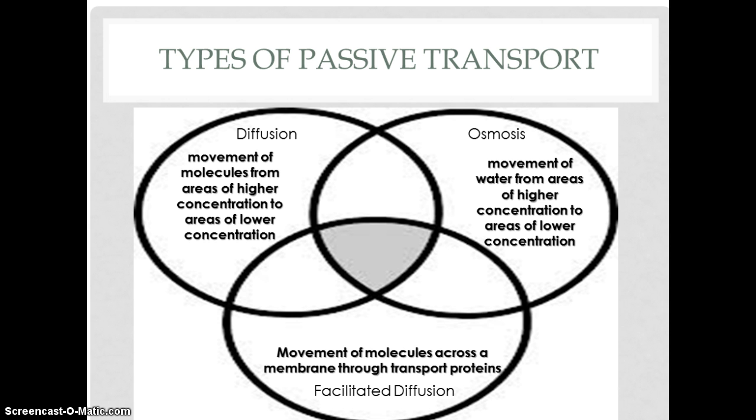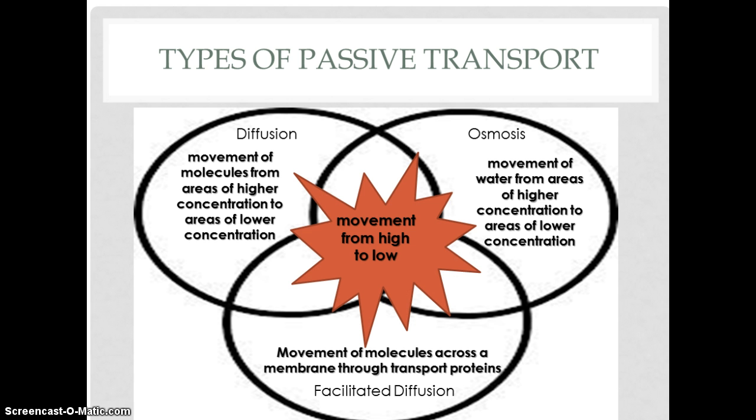All three types of passive transport have the following in common. They all involve the movement across the membrane from an area of high concentration to an area of lower concentration. This movement will continue until dynamic equilibrium occurs.